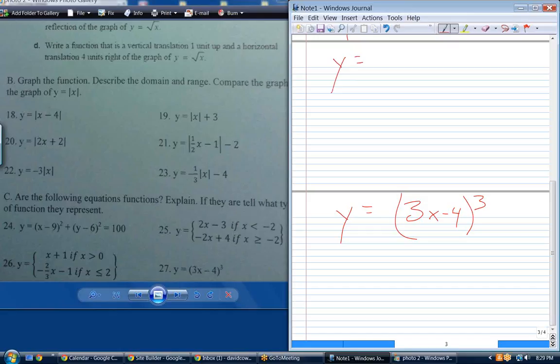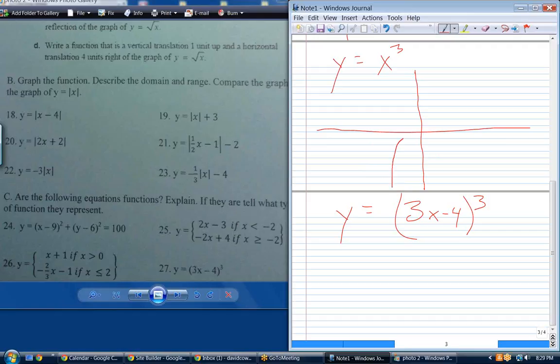Well, don't we have to cube it? Well, you're on the right track. What is the parent function? Not this function. What's the parent function? The parent function is y equals x cubed. This is merely a modification of that. So we need to know how to plot y equals x cubed. That'll go a long way towards figuring out whether this is a function or not.